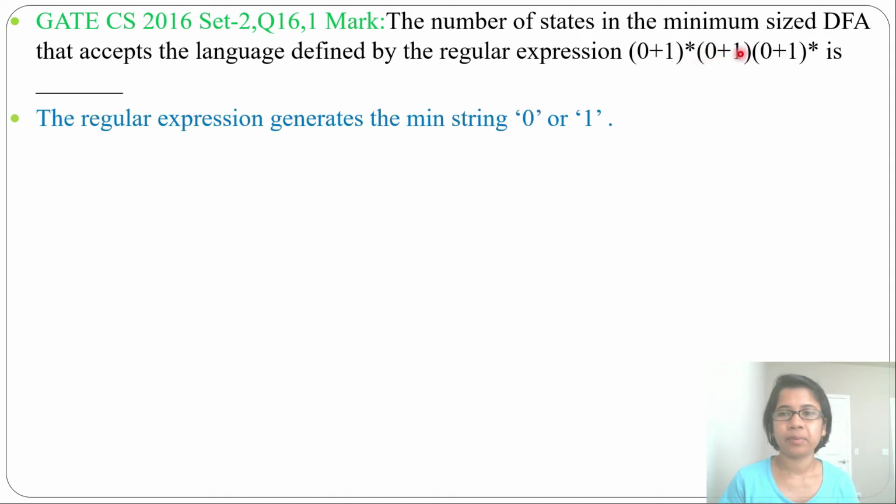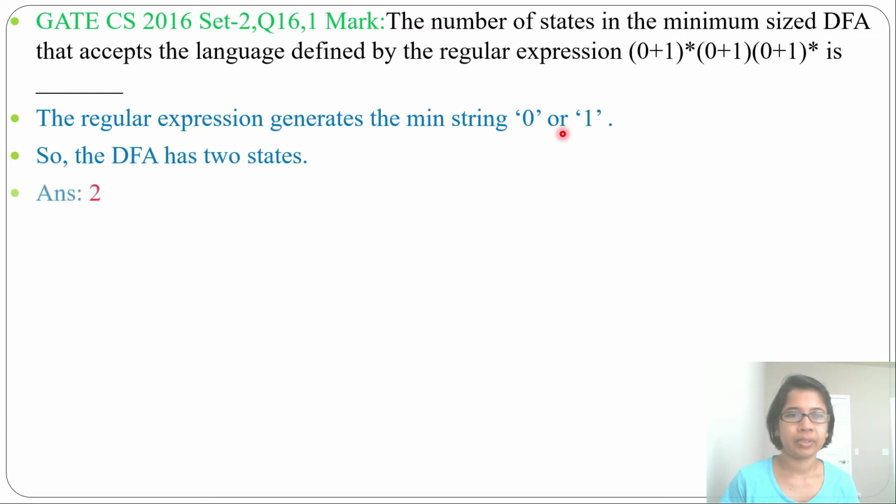So what will be the minimum string generated from this? The minimum string generated will be 0 or 1. From this you can generate minimum epsilon, from this you can generate minimum epsilon, and for the minimum string 0 or 1 you require 2 states. So the answer will be 2.